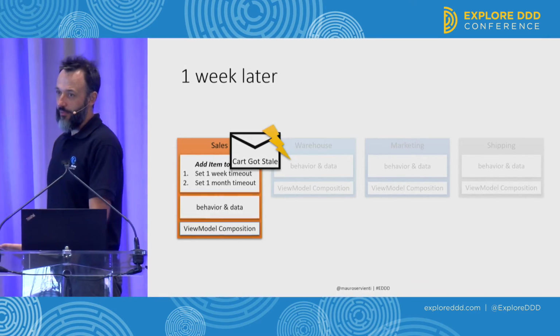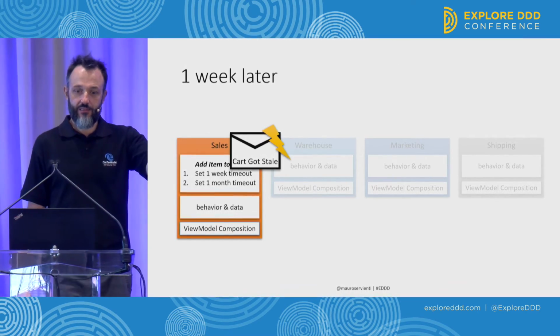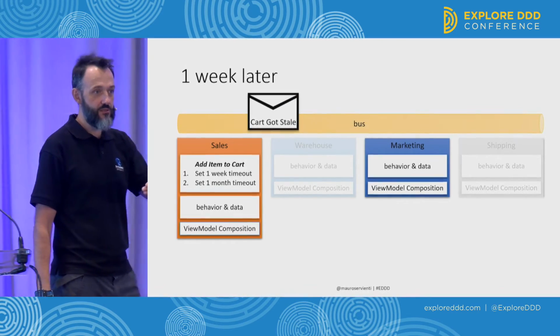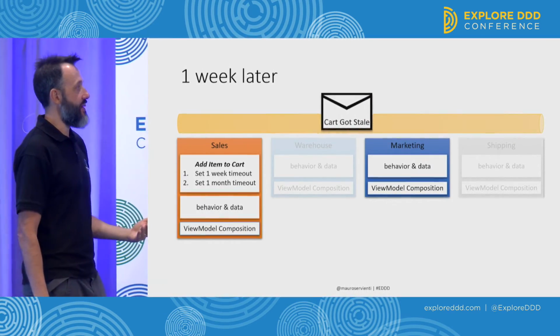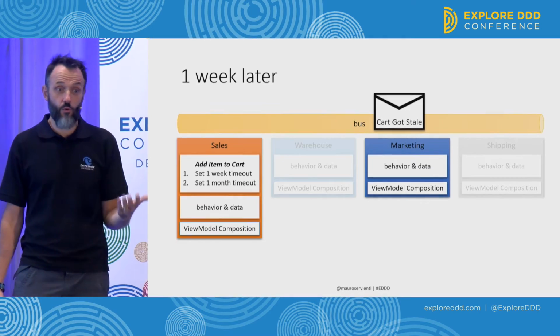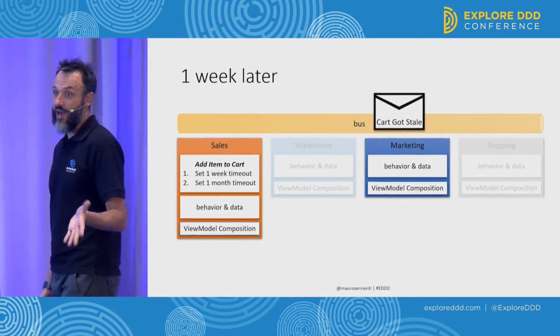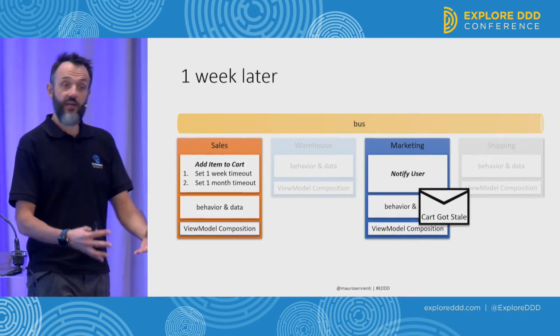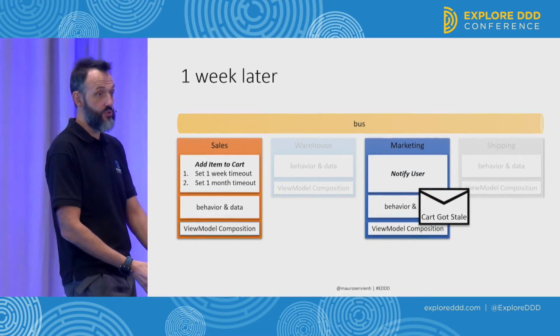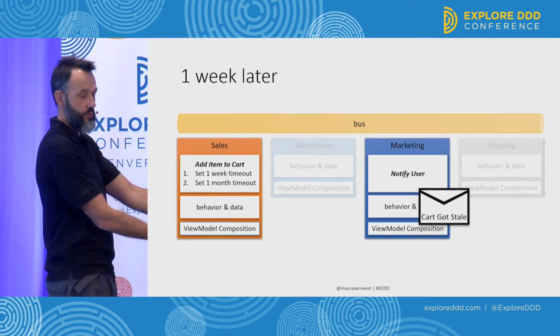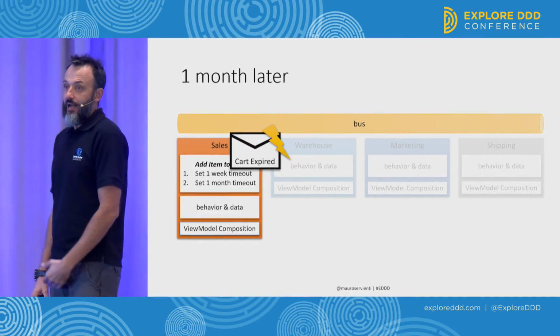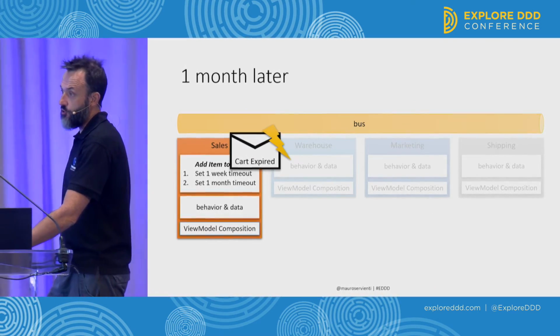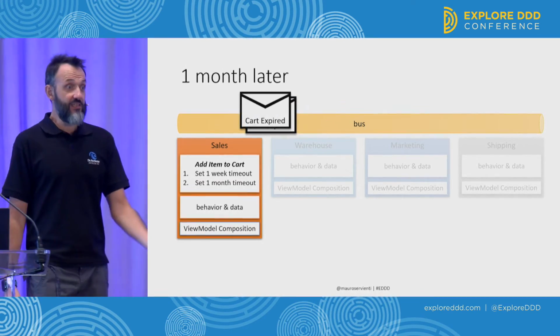After a week, what happens is that an event is triggered. That event goes to the bus and is received by marketing in this case. That is the one interested in knowing we have 1 week stale carts. And what marketing does is create the email, talk to the notification system, and send the email to the user.